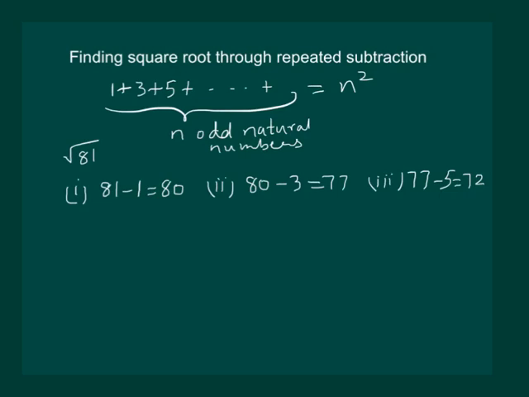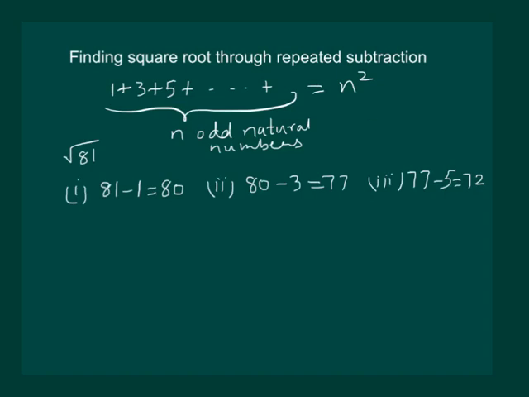That means basically we are subtracting odd numbers one by one from our n square. First we take 1 and subtract from n square, that was 81. Then we subtract 3, then we subtract 5, then we will subtract 7 and so on. And we are going to subtract n odd natural numbers to get our answer, that is till we get 0.